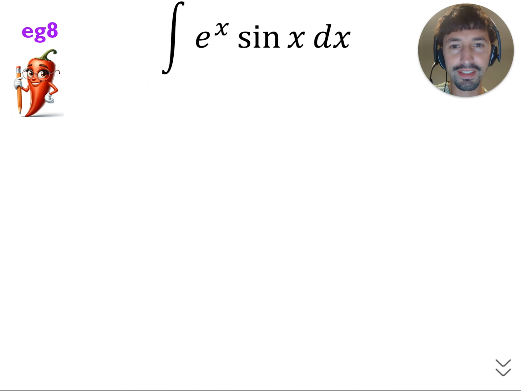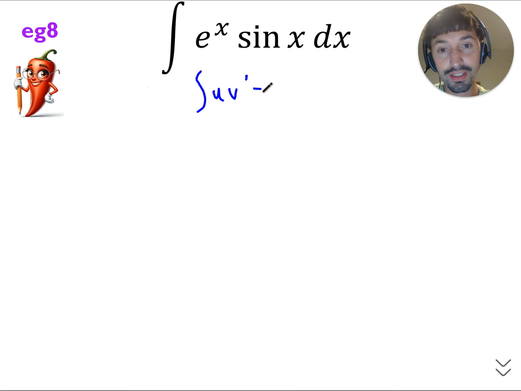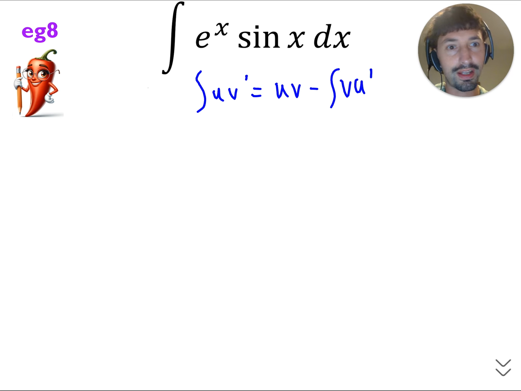Example 8. So this is our hot pepper, this is our spicy question, and this is a really fun one to finish. So our last question of the video. So we're going to be using the integration by parts formula. The integral of uv dash is equal to uv minus the integral of u dash v. You've heard that a lot in the last half an hour. Now the question is, what are we going to do here?